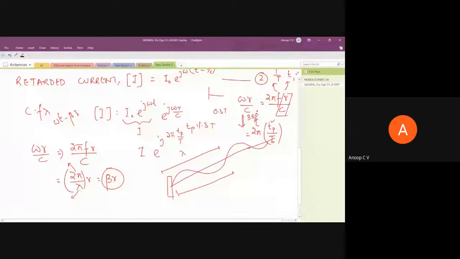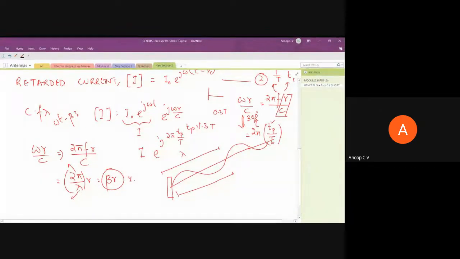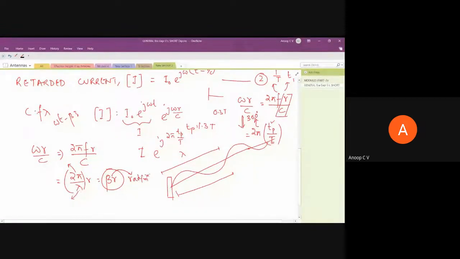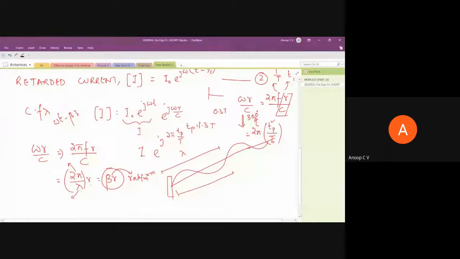So 2 pi by lambda is the phase change for unit distance, right? Its unit is radians per meter. Beta's unit is radians per meter. If you multiply it with distance in meters, R, it will give you the phase change by the time the wave propagates a distance R. So in any way, if you're comfortable thinking in terms of time period, you can think in that way, or if you're comfortable thinking in terms of wavelength, you can think in that. My intention is not to confuse you. I'm just telling you how to analyze these things, or what the different perspectives are.